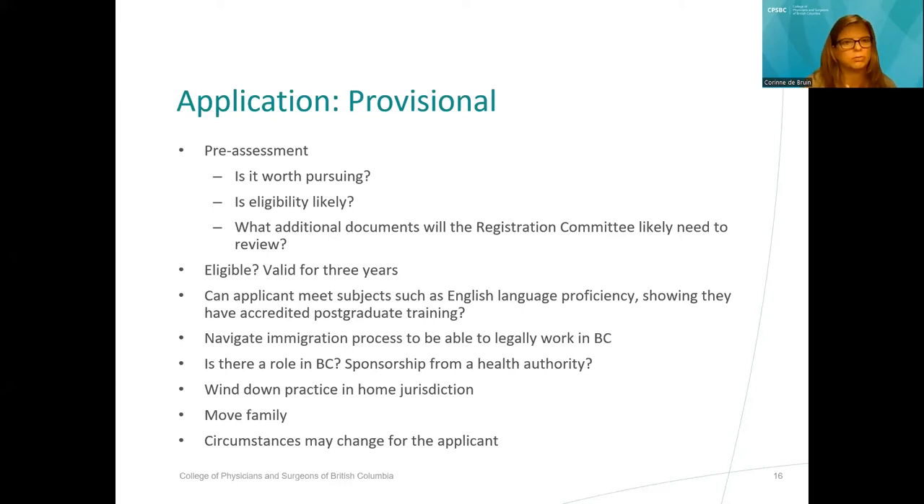They may apply for an eligibility ruling, but during that three-year validity period, things might happen in their life where they say, no, this isn't the right choice for me to pursue this. If it's expired, they can reapply for a new eligibility ruling. Next slide, please.